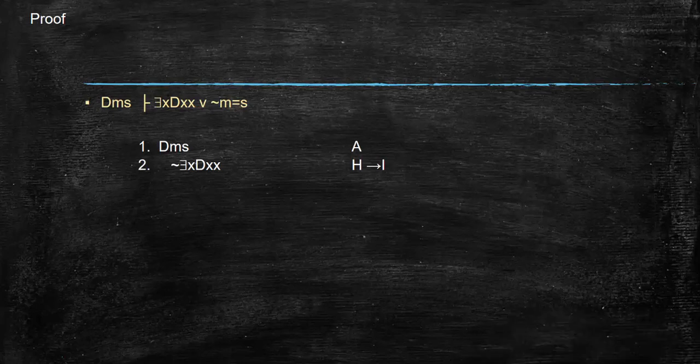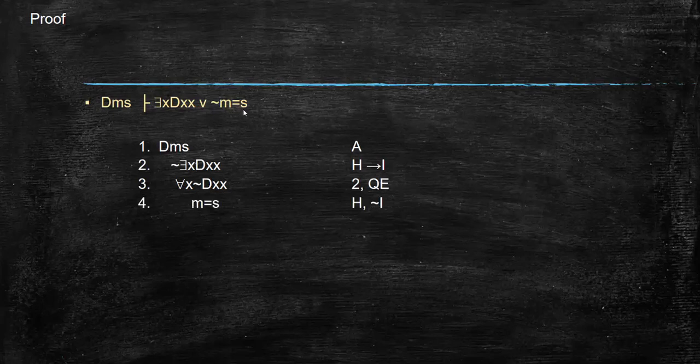Well, an obvious thing to do is to apply the quantifier exchange rule to number 2 to get a universally quantified statement, for all x not DXX. It's not obvious what we're going to do with that right now, but remember that since we're doing a conditional introduction, we're trying to derive it's not the case that m equals s, and so it's open to us to proceed with the negation introduction by assuming or hypothesizing the opposite of m equals s.